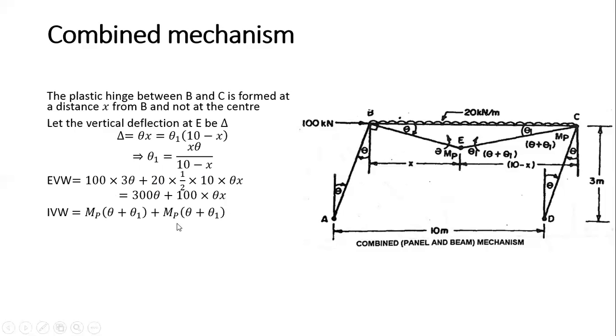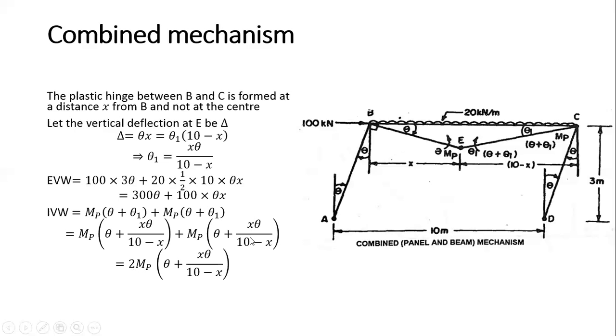Now internal virtual work will be how much? So no hinge is here, only hinge here and here. So this is MP times theta plus theta 1. MP times theta plus theta 1. Again here, MP times theta plus theta 1. Okay. So MP times, in place of theta 1, I write this expression. Okay. So just solve it.